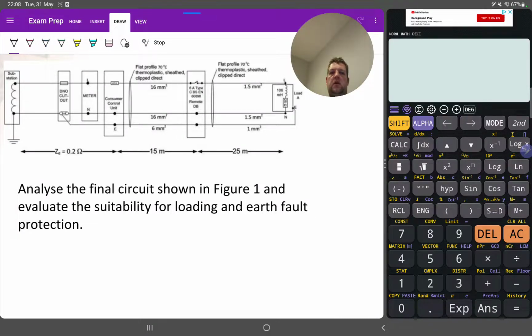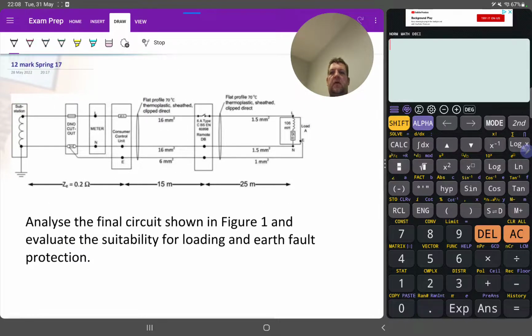Hi everyone, I've got a question on the board. This is a 12-mark question from the Spring 2017 series. This is a big question at the end.